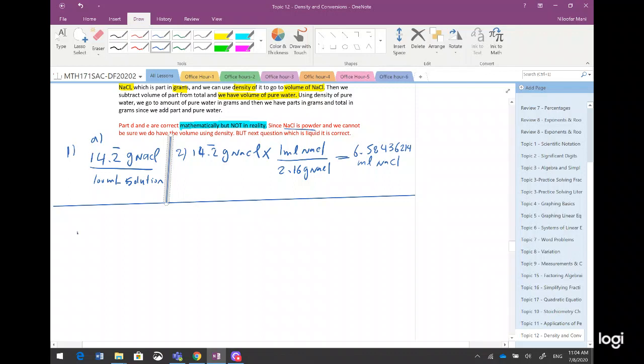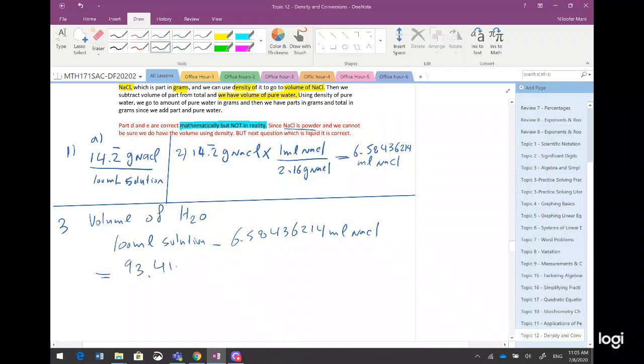What can I do here? Every time we have issues here. So here I can find the volume of water, volume of pure water. So here 100 milliliter solution minus 6.58436214 milliliter NaCl, and this will be 93.415638786.